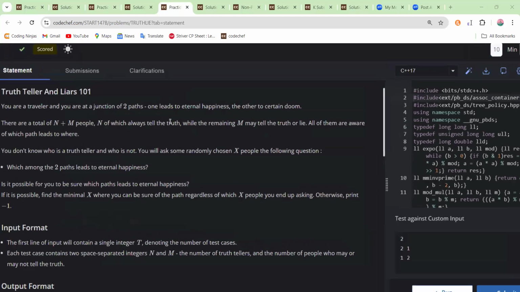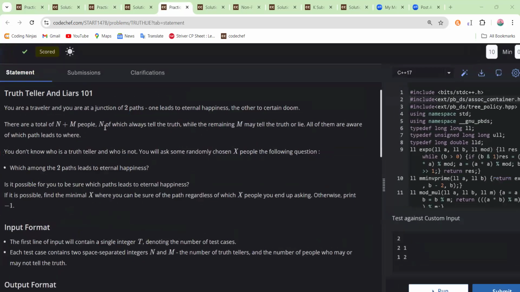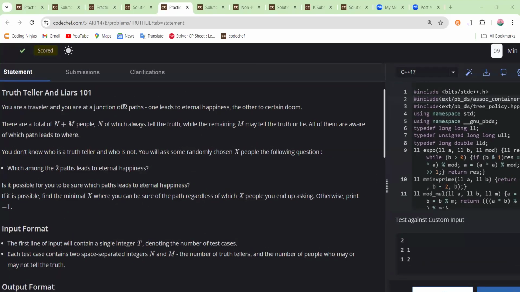Okay. So the name of the question is Truth Teller and Liars 101. So you are a traveler and you are at a junction of two paths. One leads to eternal happiness and the other to certain doom. There are a total of n plus m people, n of whom always tell the truth, while the remaining m may tell the truth or lie. So you can't believe these m persons.